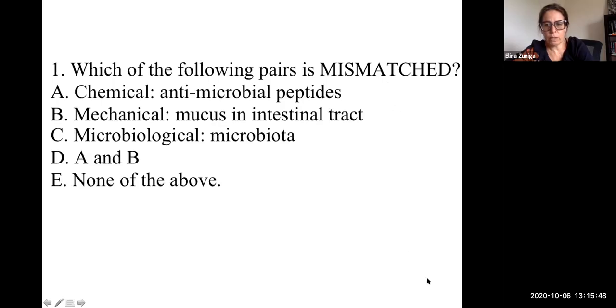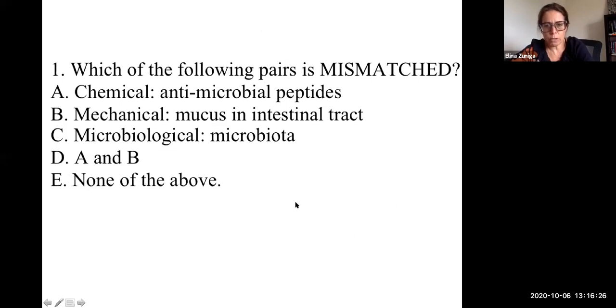Okay, so I will end the poll now, and I can share the results while I read the question. Which of the following pairs is mismatched? Chemical and antimicrobial peptide, that's correct. That's one of the chemical barrier factors. Mechanical, mucus in intestinal tract, that's correct. Microbiological, the microbiota or normal flora. And so none of the above is mismatched. Most of you picked the right choice.